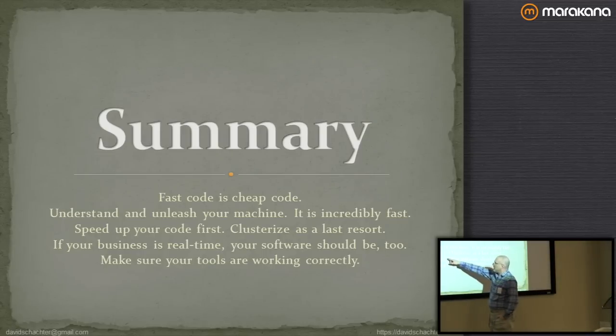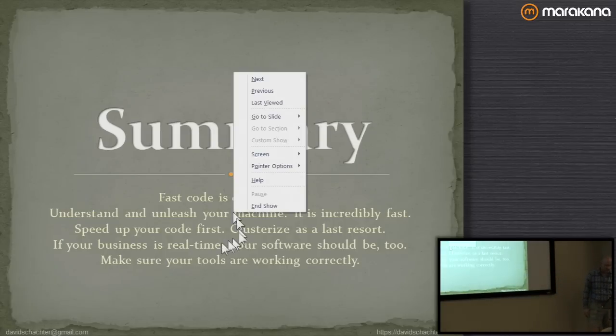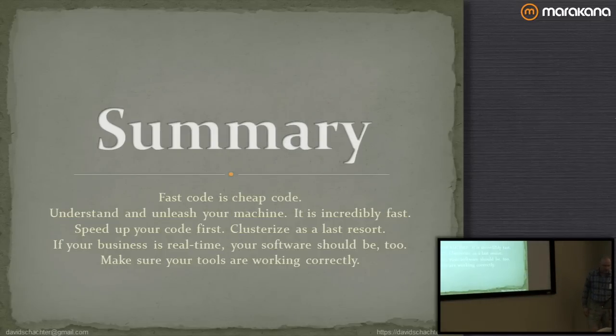Speed up your code first. If I can write code in a week's work to handle the Twitter message volume conforming to their APIs on one box, so can they. Clusterize is the last resort when everything else has failed, because clusterizing introduces so many problems you don't want to deal with. If your business is real-time, your software should be too.